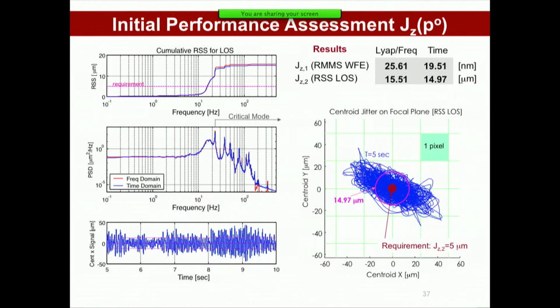Initial performance assessment. So this is really trying to find the requirements for deriving the requirements for the structure, for the optics, for the controller, knowing that this is the point. If you want to have this science happen, you've got to point with that precision. That is known. So let's flow that down.